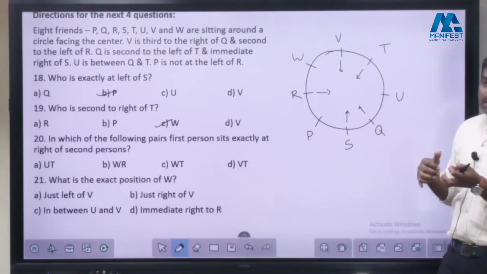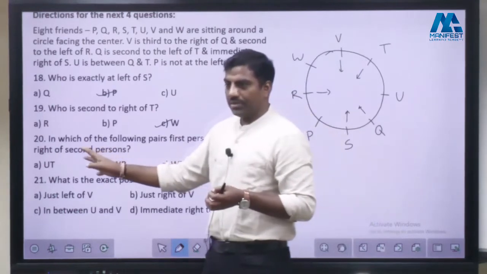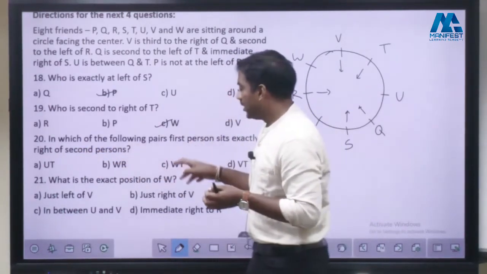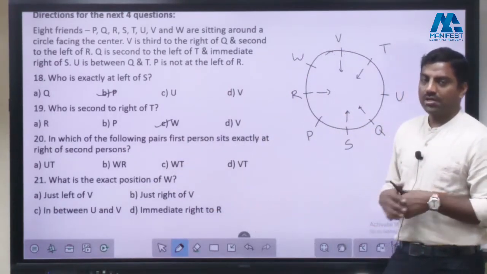Okay, done. All these three options are, these two options are reversed. T is to the right of U and R is to the right of W. But here they are far apart. W and T have one common neighbor. Okay, this is not possible.